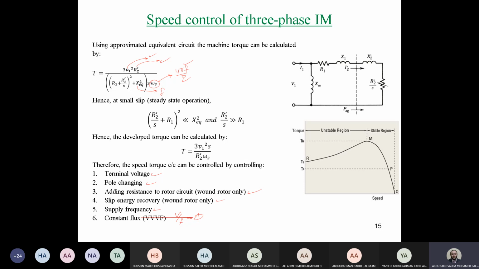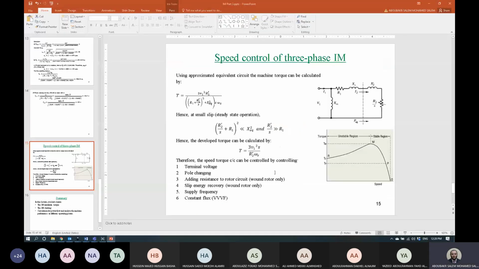Inshallah, in the next class, we will discuss in detail the different control techniques. We will discuss the characteristic for each case. Before moving to another point, is there any question regarding speed control?